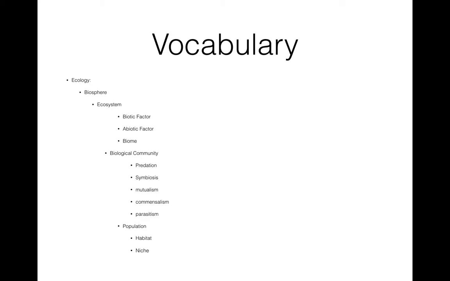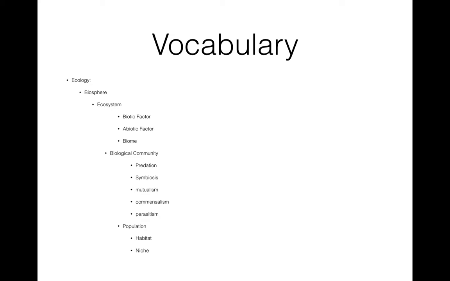The biosphere is a huge ecosystem, and an ecosystem will include both the biotic factors and abiotic factors in it. And there are some major groups of ecosystems that we're going to refer to as biomes. Within those biomes and within those ecosystems, there are going to be biological communities, and those biological communities are going to interact with each other in many different ways, including predation. Some will hunt others. Symbiosis. Some organisms need or use other organisms nearby. One form of symbiosis is called mutualism, where both benefit. Another is called commensalism. And the third we'll look at is parasitism.